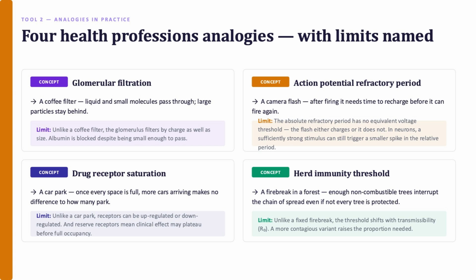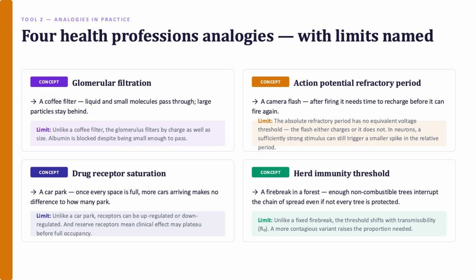Next, the action potential refractory period. Think of it as a camera flash needing time to recharge before firing again. The limit is crucial here. The absolute refractory period doesn't have a simple voltage threshold, and a sufficiently strong stimulus can still trigger a smaller spike during the relative period.